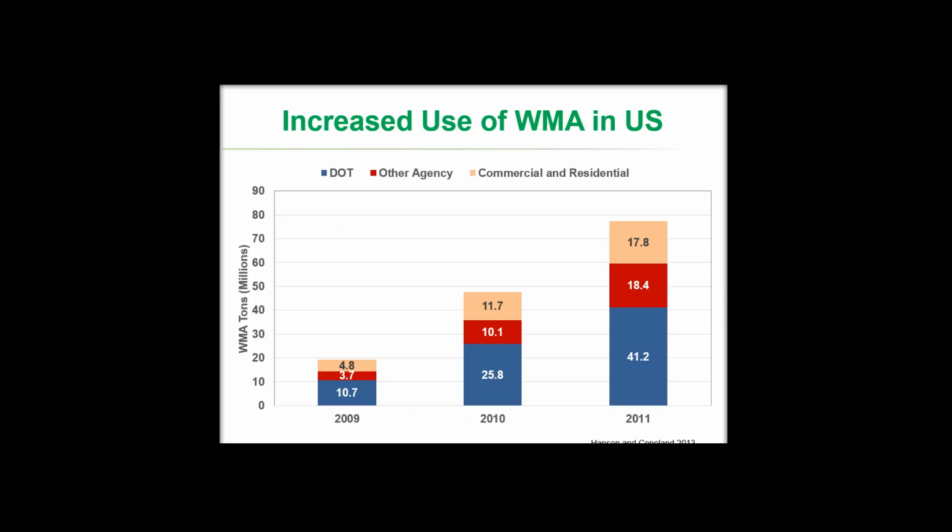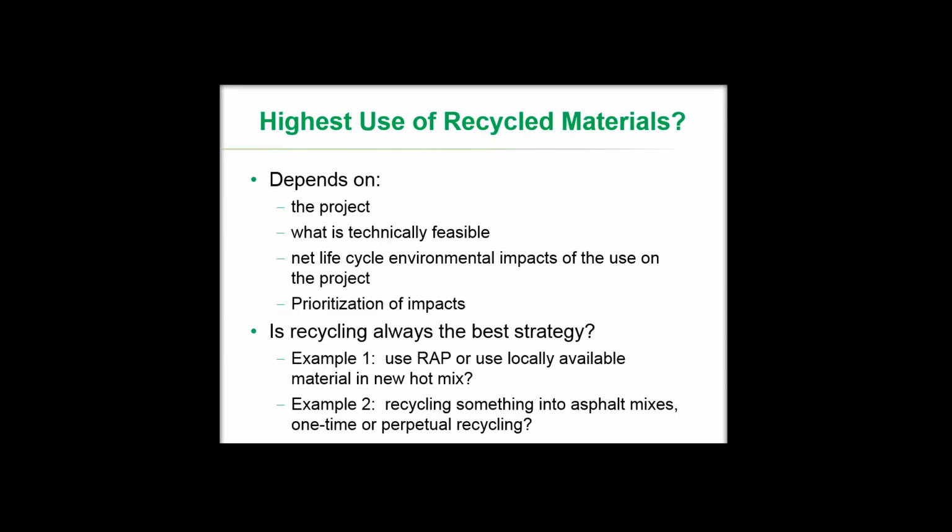We can also see that warm mix is growing rapidly by DOTs, by local agencies, and the private sector. It helps us get the density and can potentially help us reduce the energy in plant operations. I mentioned highest use, and this is discussed in the reference document. The highest use is where it offsets the environmental impact the most. This depends on the project, what is technically feasible, evaluation of the net life cycle environmental impacts, and prioritization of impacts.